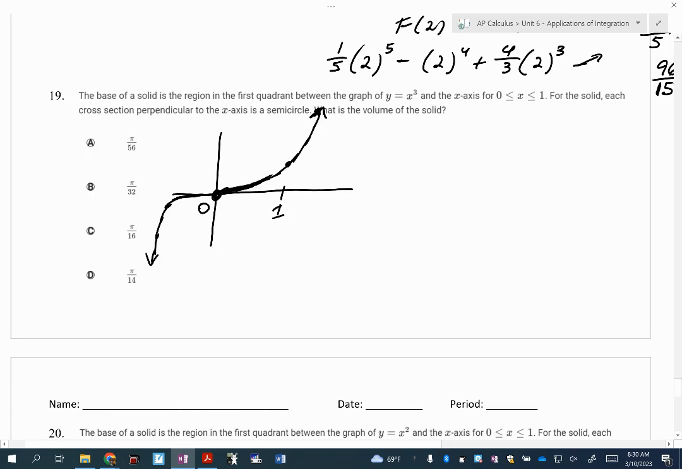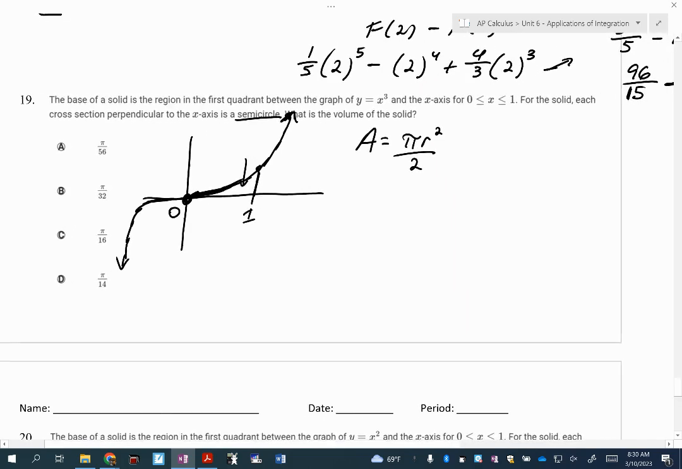All right, now, one thing I notice is when I look at the cross section here, this is the area that I'm looking at. It says a semicircle. Well, that means the area for a semicircle is pi r squared, which is a circle, but we want half of that, okay? And it says that the cross-section perpendicular to it is a semicircle and the base of a solid in the region of the first quadrant. So this whole thing is going to be my semicircle.